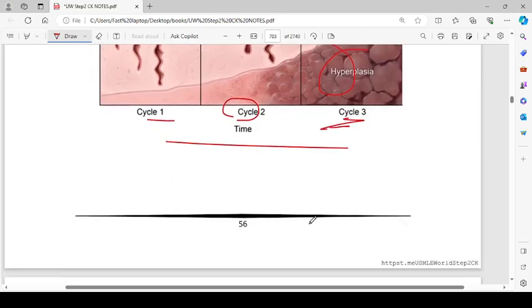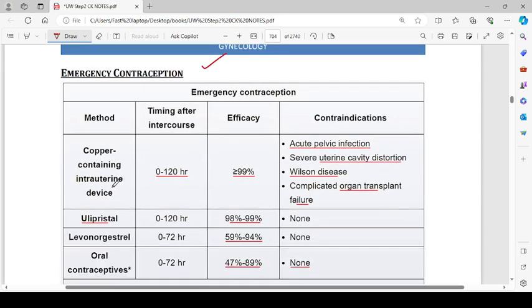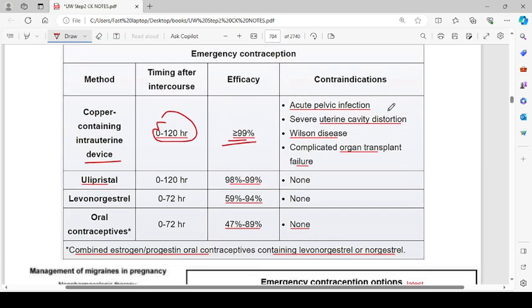Okay, now moving forward, emergency contraception. Emergency contraception: copper containing intrauterine device. Timing after intercourse is 0 to 120 hours. Efficacy is more than 99%. Contraindications are acute pelvic infection, severe uterine cavity distortion, and Wilson's disease, because Wilson's disease is a disease of copper excess.